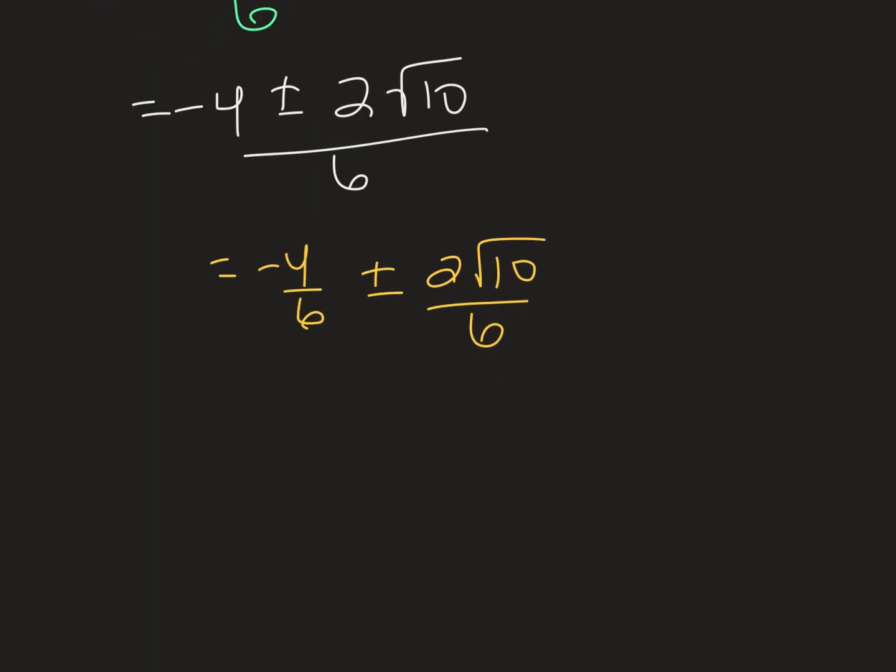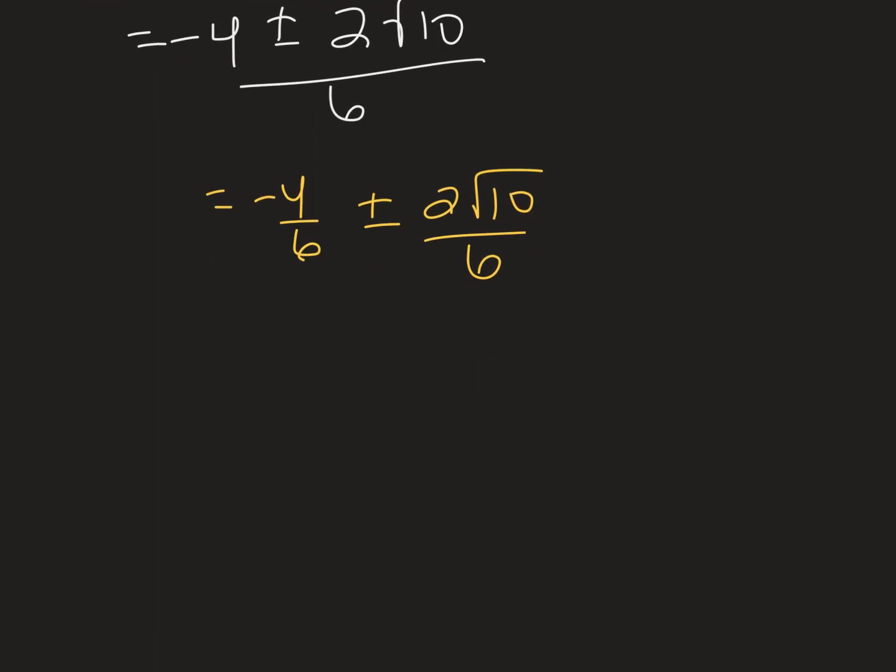Can I simplify negative 4 over 6? Yes. What does that become? Okay. Negative 2 over 3 plus or minus. Can I simplify 2 over 6? Yes. 2 goes into 2 once. 2 goes into 6 3 times. So there's your simplified answer.